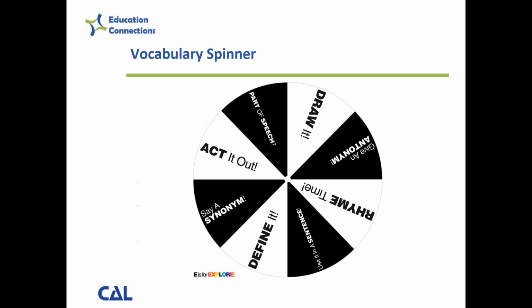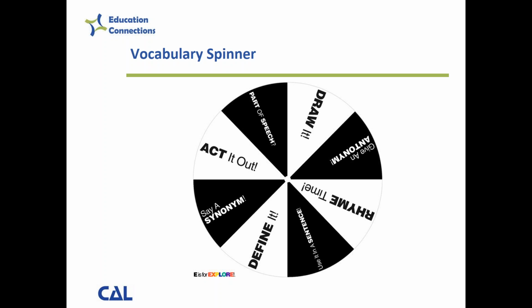Let's start with the vocabulary spinner. For those of us who have a smart board, we are lucky because we can post this on the smart board, and the smart board will even have a tool to spin for us. But that doesn't mean we have to do it that way. We can create a paper version of a spinner such as this. This one has 8 different parts. It could have as few as 4.